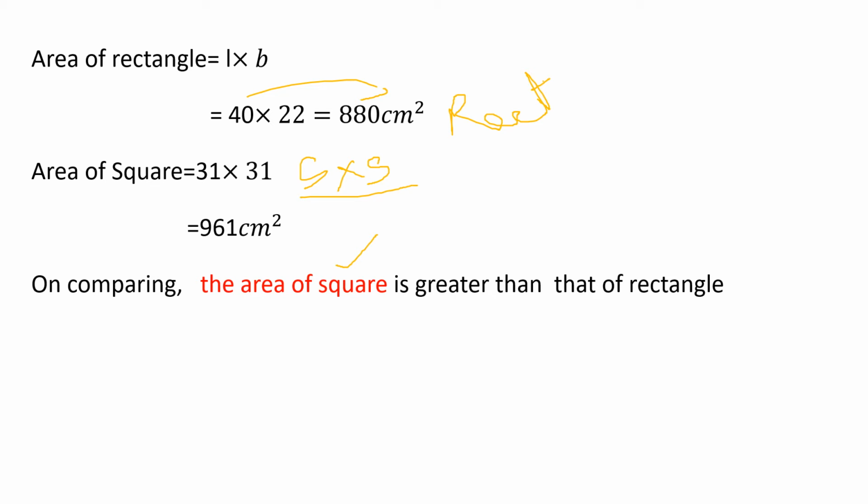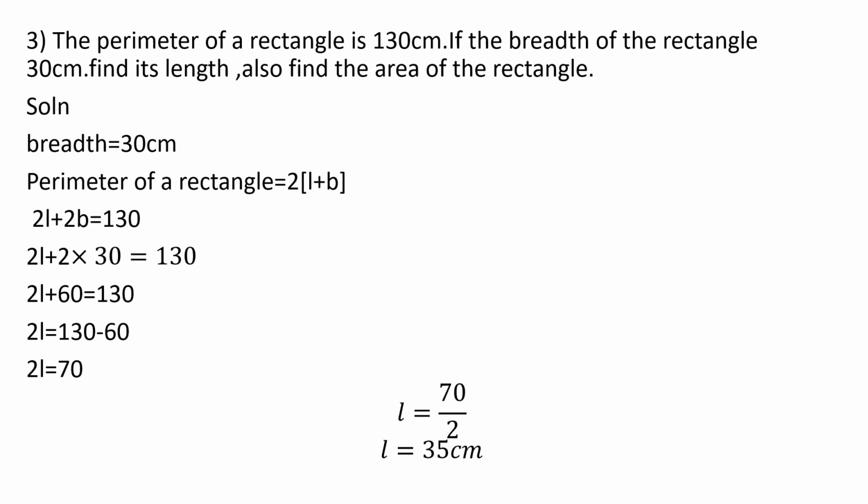So please do it. Now, let's see the next question. What is the next question? The perimeter of a rectangle is 130 centimeters. So, what is given? Perimeter of a rectangle. What is the formula for the perimeter of a rectangle, children? 2 into (length plus breadth). 2 into (length plus breadth) is equal to 130 centimeter. That is given in the question.